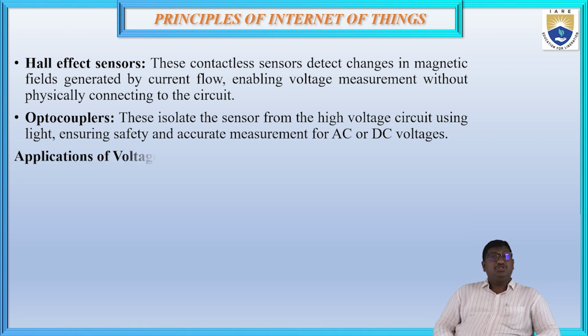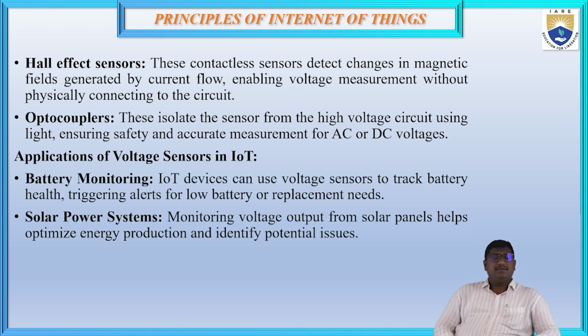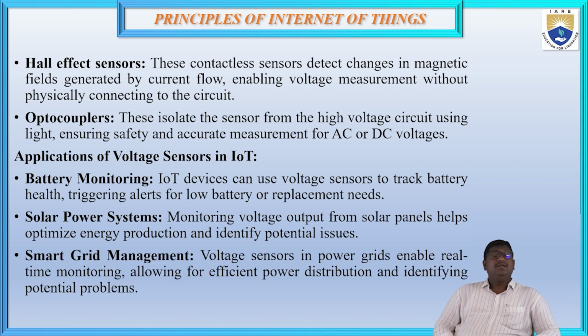Here we are ensuring the safety accuracy for both AC and DC voltages. What are the different kinds of applications? Battery monitoring, solar power systems, smart grid management. We are monitoring the voltages of solar panels, and battery monitoring for keeping the health of the battery of our mobile gadget or your laptop. Everything is going to be managed by using these voltage sensors only.